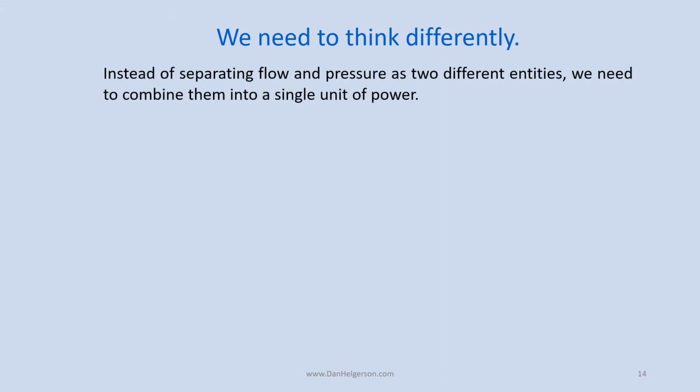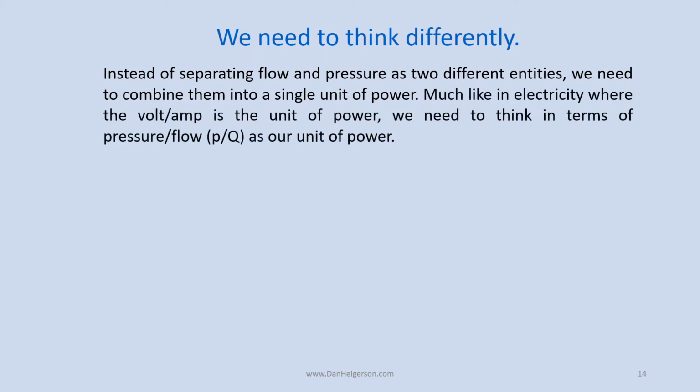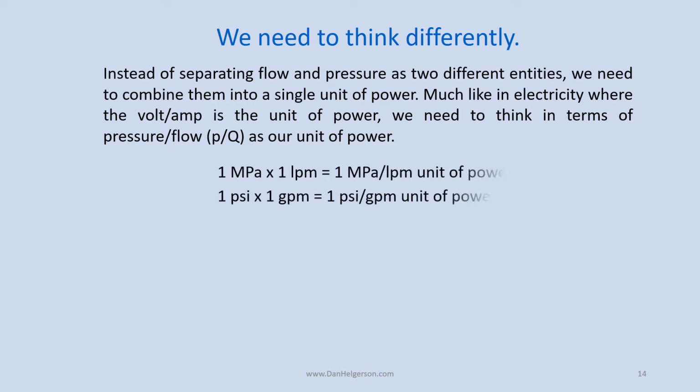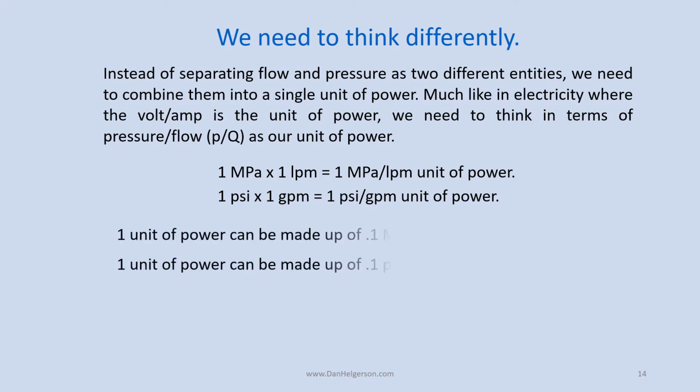We need to think differently. Instead of separating flow and pressure as two different entities, we need to combine them into a single unit of power. Much like in electricity, where the volt-amp is the unit of power, we need to think in terms of pressure flow as our unit of power. 1 megapascal at 1 liter per minute equals 1 unit of power, a megapascal liter per minute, or 1 psi at 1 GPM equals 1 psi GPM unit of power.